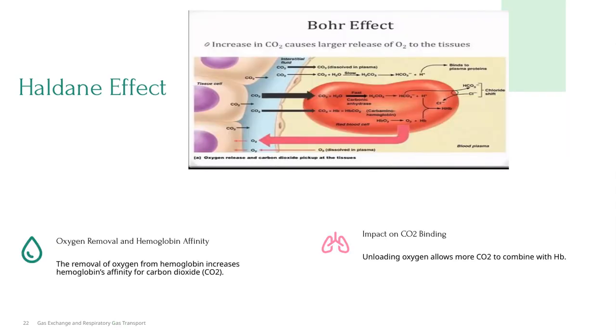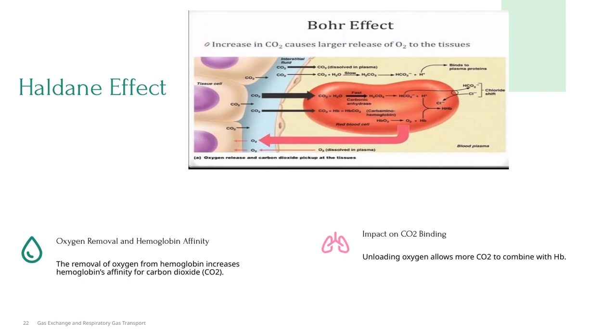Now, let's explore how gas exchange and respiratory gas transport are interconnected, especially when it comes to CO2 binding. When oxygen is unloaded from hemoglobin, it actually makes room for more CO2 to bind. This is a key point because it shows how hemoglobin can adapt to different needs during respiration. As oxygen leaves hemoglobin, the affinity of hemoglobin for CO2 increases. In other words, hemoglobin becomes more eager to pick up CO2.